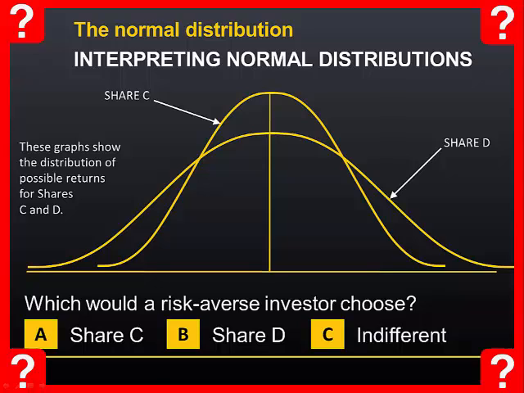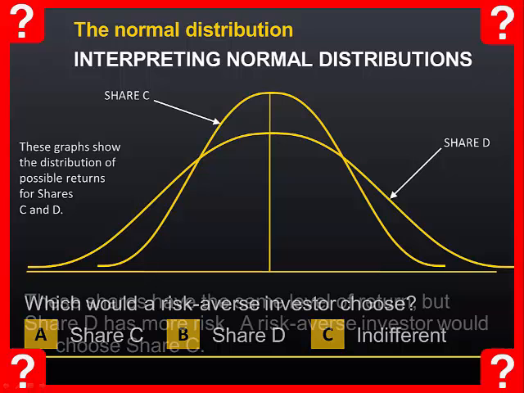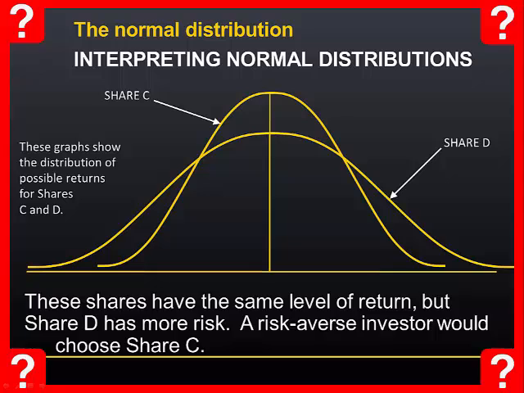So which would a risk-averse investor choose? Share C, share D, or be indifferent between the two? They would choose share C. They have the same level of return, but share D has more risk. So share C would be preferred.